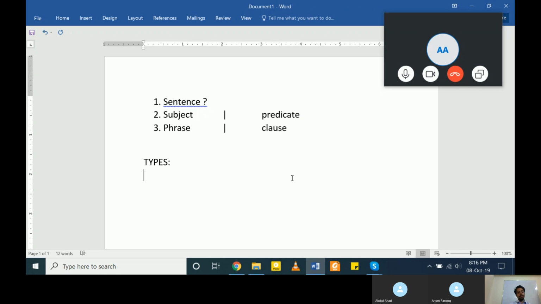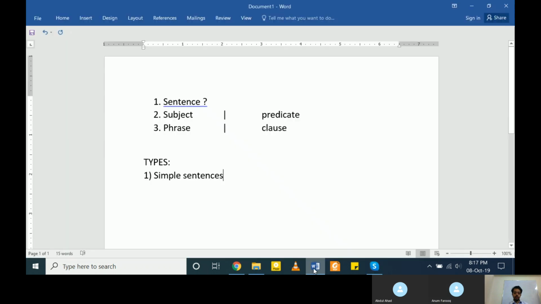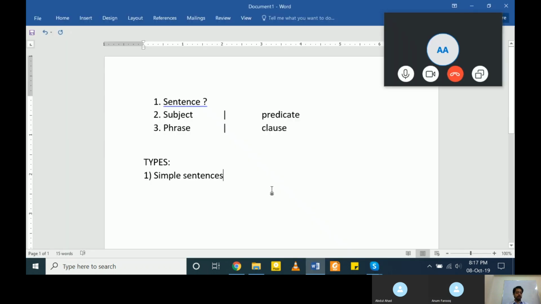Now the first type is simple sentences. Number 1, simple sentences. All right. What are the simple sentences?